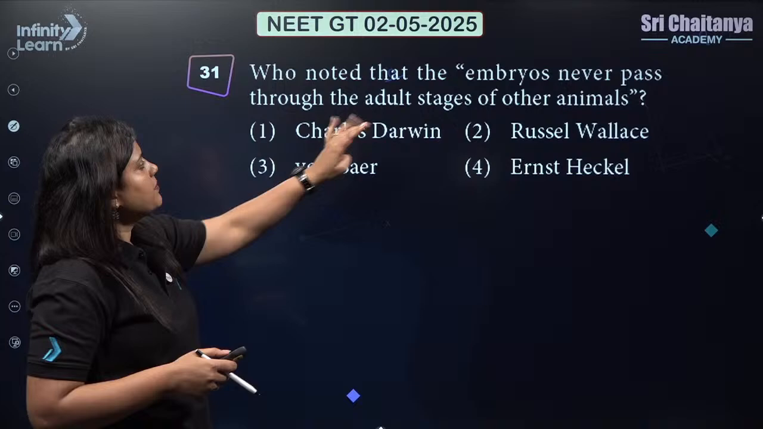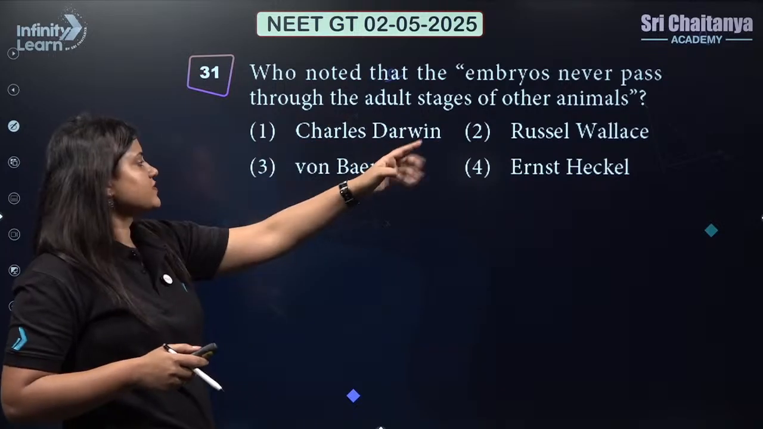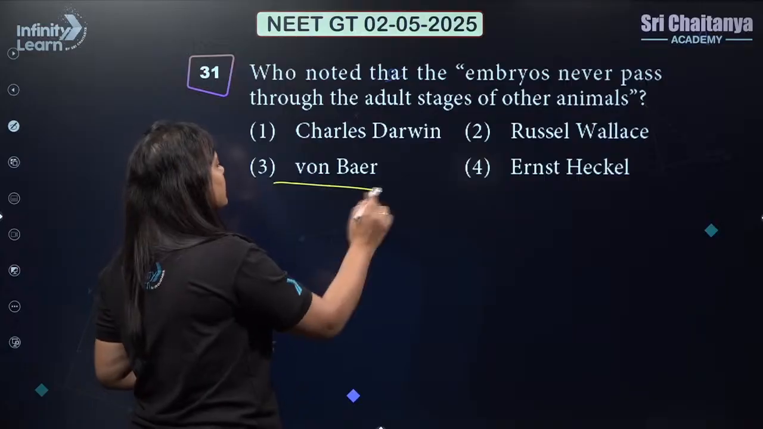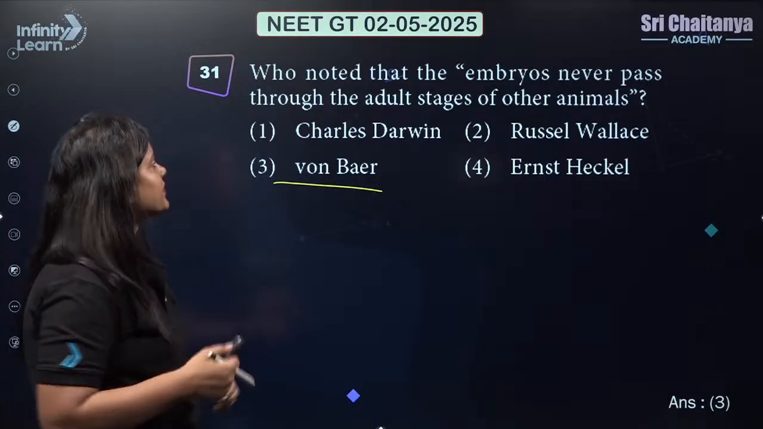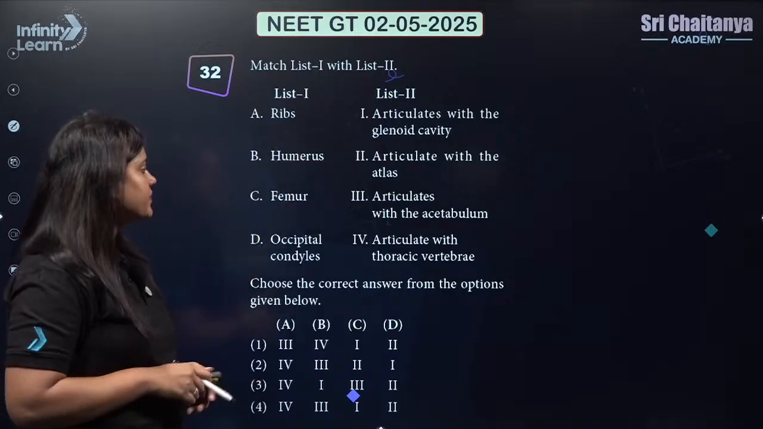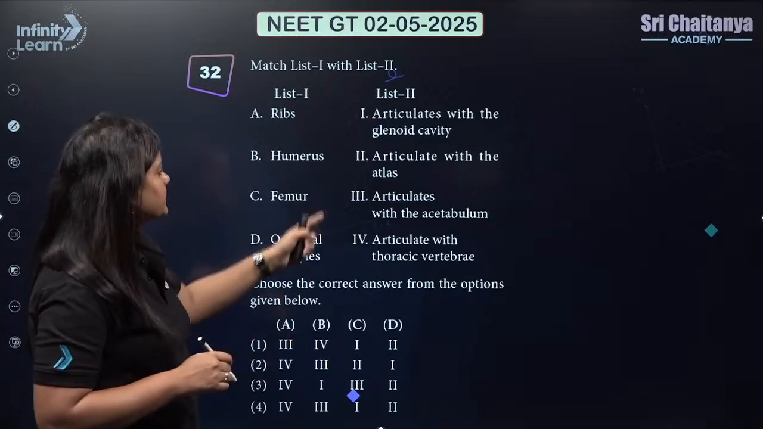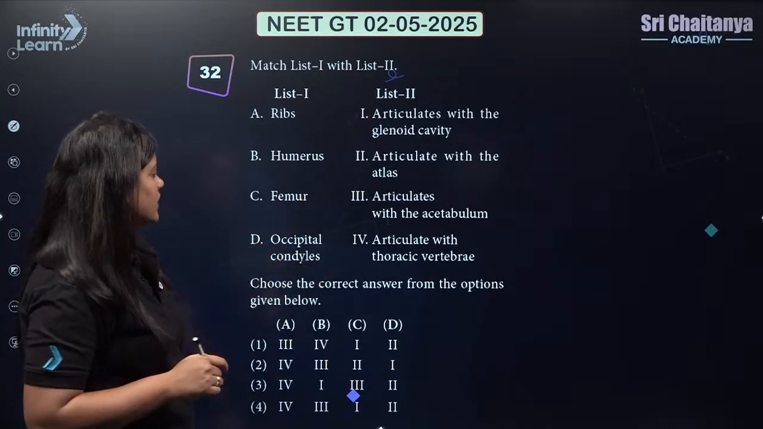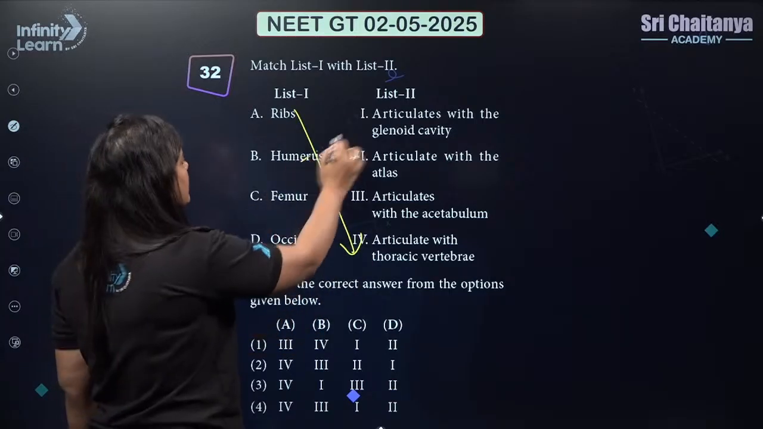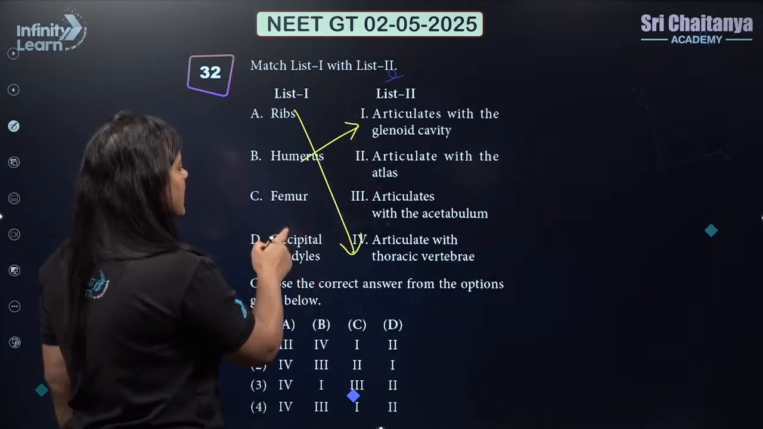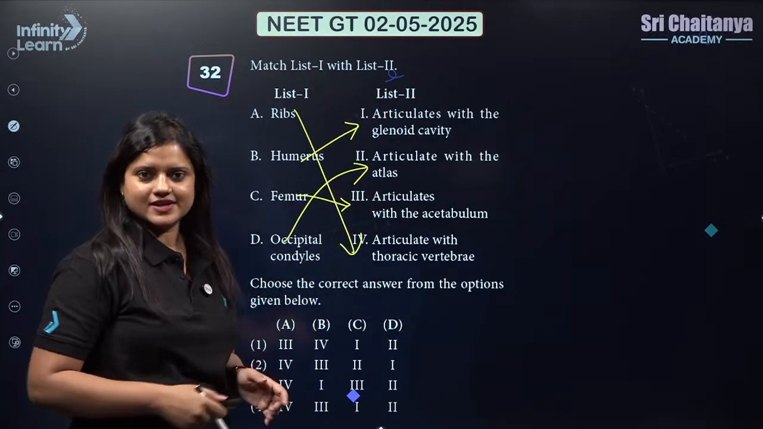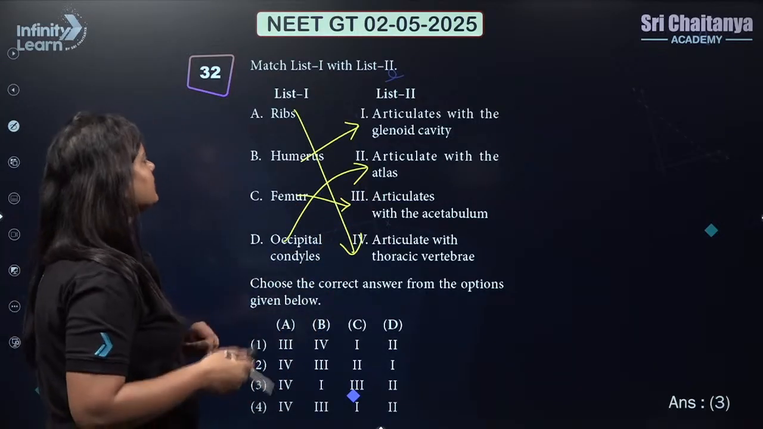Who noted that the embryos never pass through the adult stages of the other animal? Direct question taken from NCERT. Answer will be 1, Baer. That is 3. Okay, match. Let's match it. Ribs articulate with the thoracic vertebra. Humerus articulates with the glenoid cavity. Femur articulates with the acetabulum, and occipital condyle articulates with the atlas, right? So the correct answer will be 3.